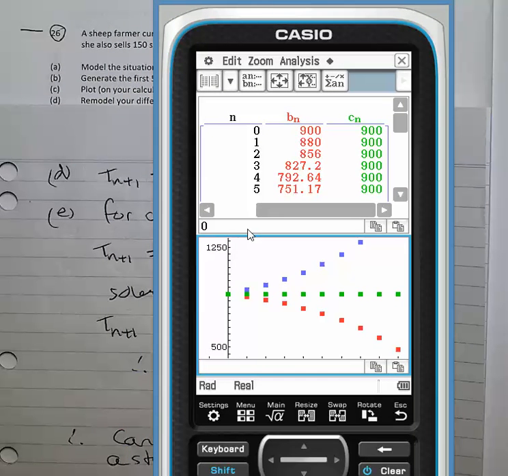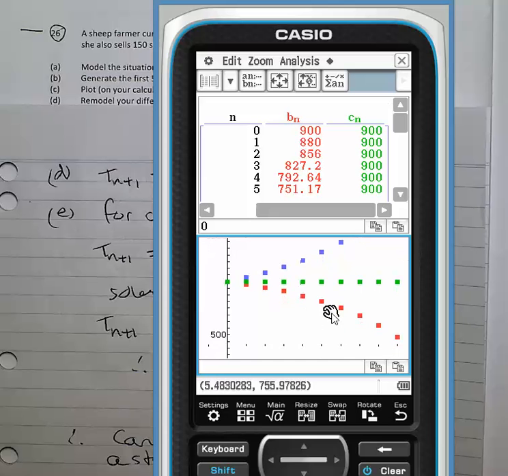So you can see the first case where we're only selling 150, the flock increased, selling 200, and then by contrast, selling the 180 sheep for the steady state scenario. Might be worthwhile just making sure you can graph that fluently on your calculator.